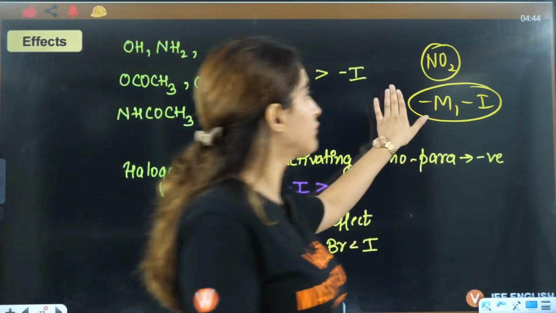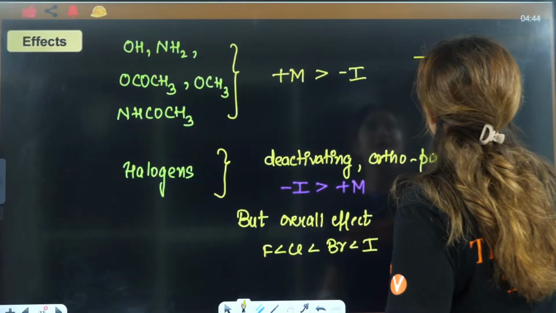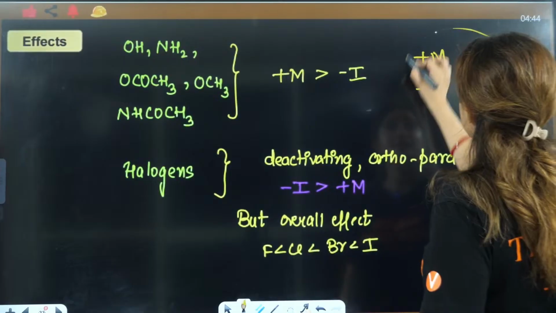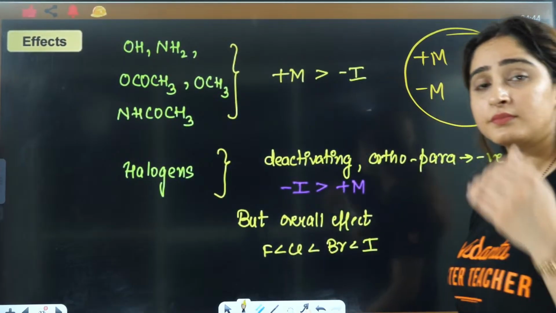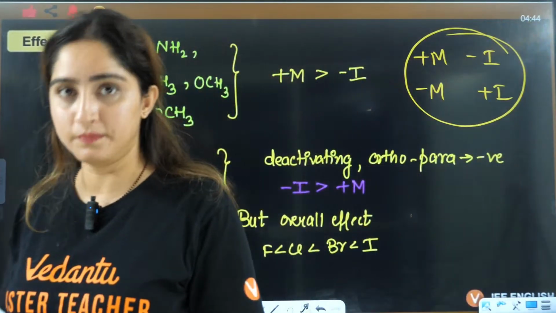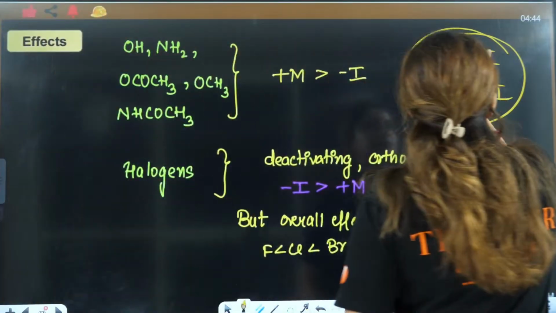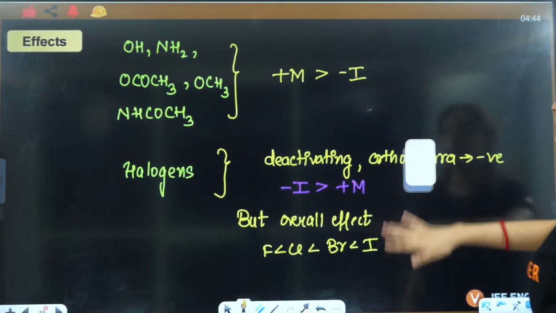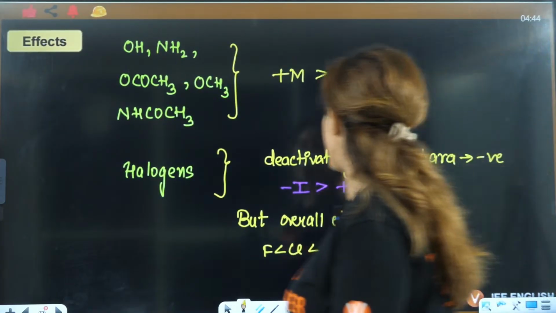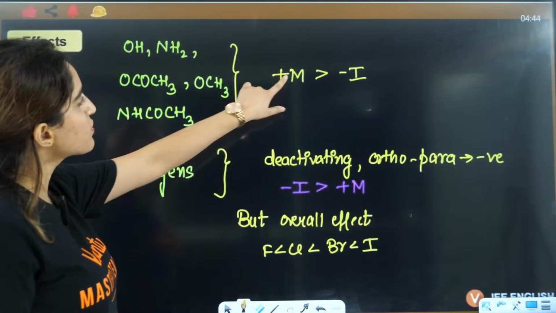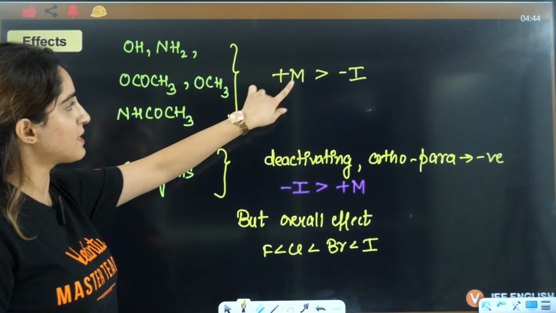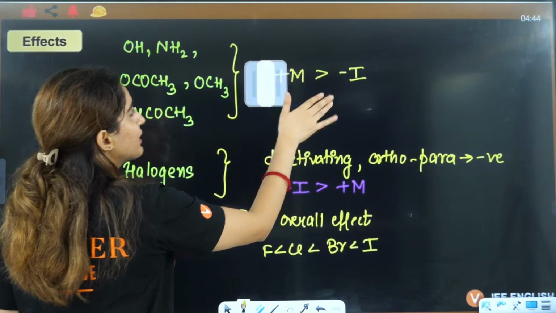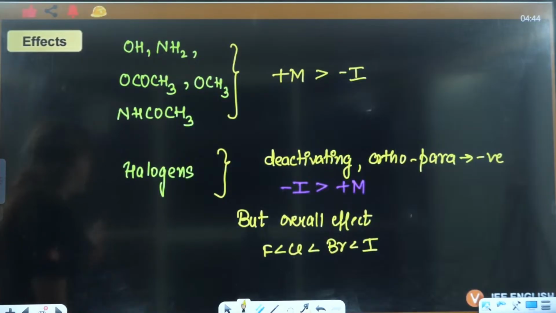But when you have the set like plus M minus I, or minus M plus I, then you need to think which one is more dominating, right? In usual cases, mesomeric effect is more dominating as compared to inductive effect. So here, these are showing plus M and minus I both, but here plus M effect is more dominating as compared to minus I.